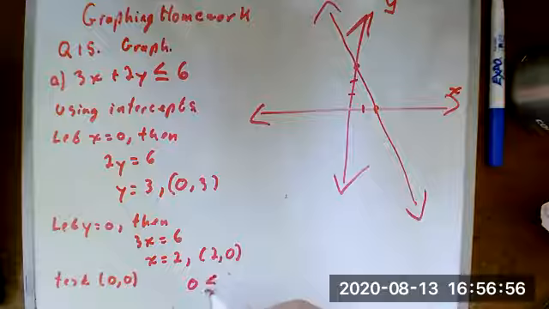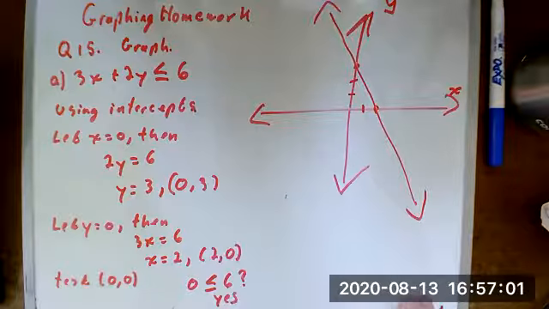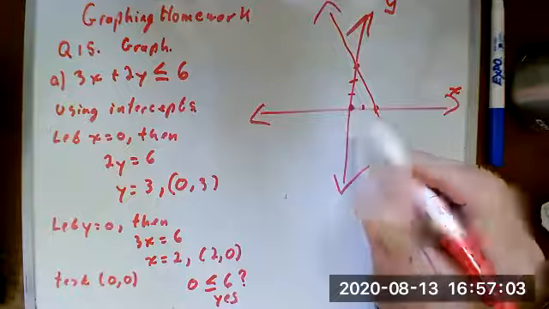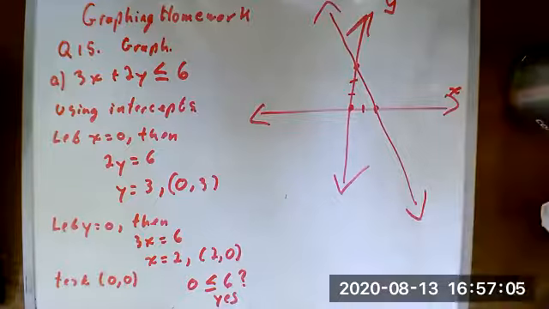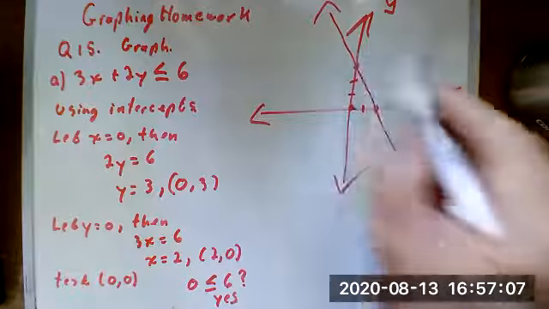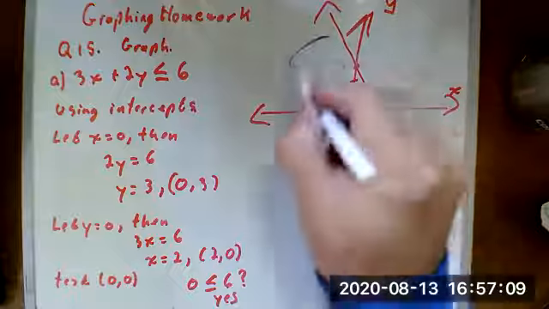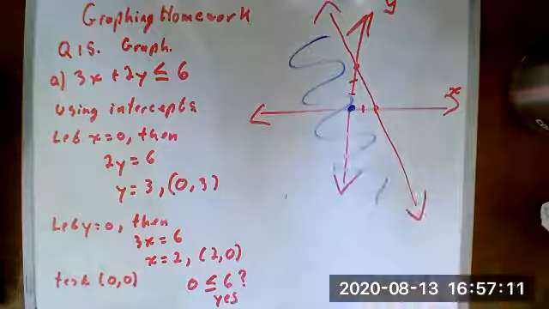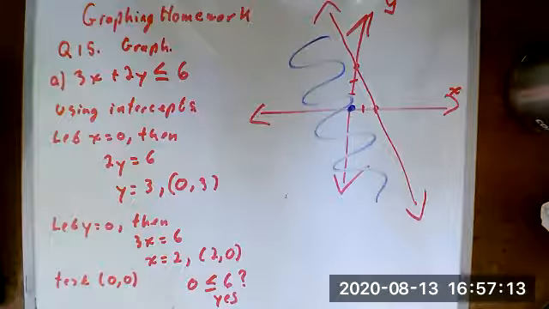Is 0 less than or equal to 6? The answer there is yes. There's my 0, 0 point. So I want to shade this side. So that's one of the ways you can do that.